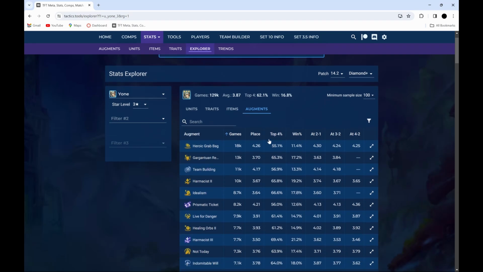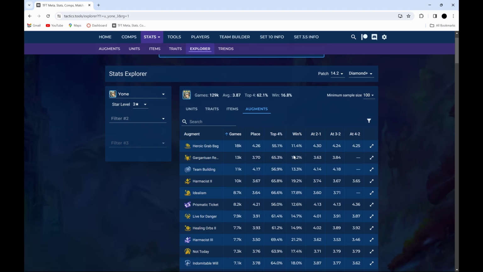Let's say we're trying to pick between augments such as Hero Grab Bag and Harm Assist. By looking at this data, we would probably think that Harm Assist is much better than Hero Grab Bag, and that Hero Grab Bag is a really bad option on Yone. But this is actually not necessarily the case, as by only filtering by Yone 3, we've actually taken a really biased sample of the data, by excluding all of the games where we don't end up actually hitting Yone 3.